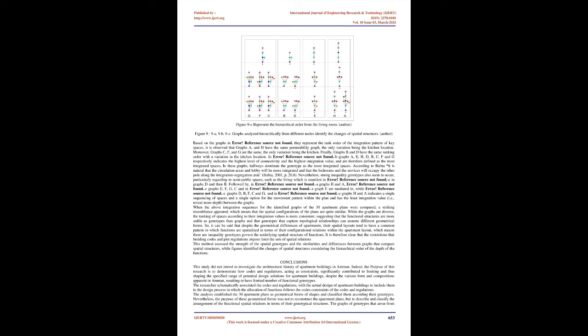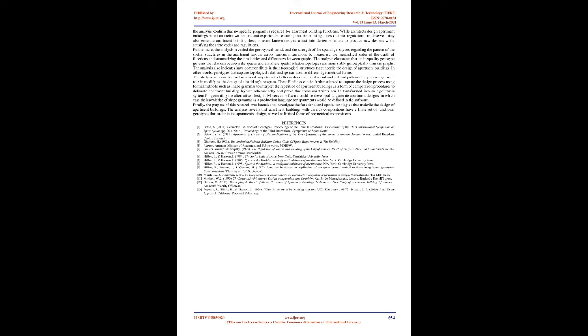The researchers schematically associated the codes and regulations with the actual design of apartment buildings to include them in the design process, in which the allocation of functions follows the constraints of the codes and regulations. The analysis established the 30 apartment plans as geometrical forms of shapes and classified them according to their genotypes. Nevertheless, the purpose of these geometrical forms was not to reconstruct the apartment plans, but to describe and classify the arrangement of the functional spatial relations in terms of their genotypical structures.